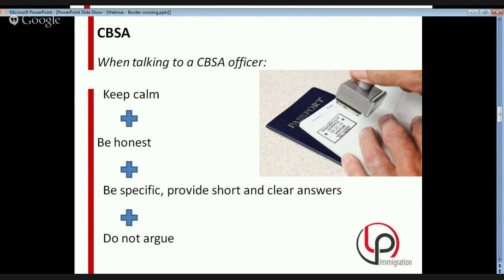So here are a few tips about talking to an officer at the border. Be calm and be absolutely focused. Answer all of your questions honestly. Provide short, clear answers to questions asked without getting deep into the details. Don't exacerbate the situation. Don't make it even worse.